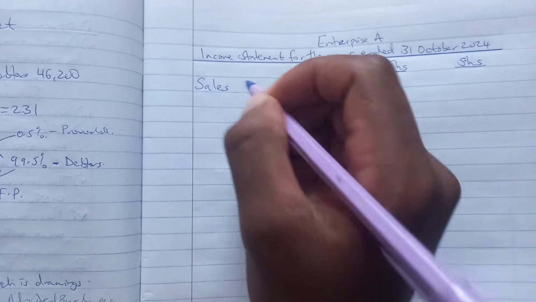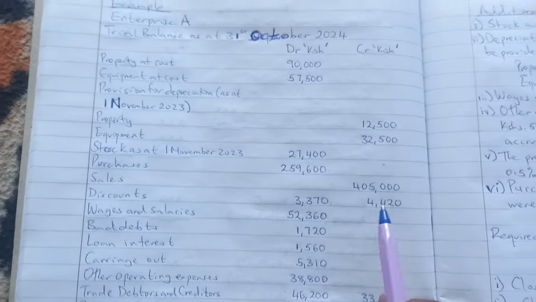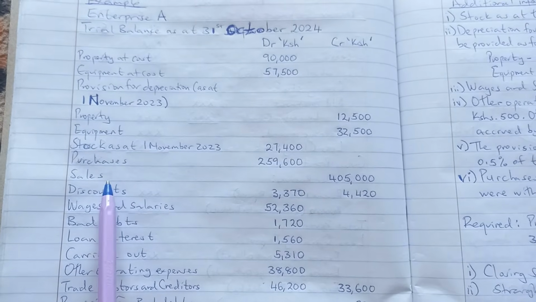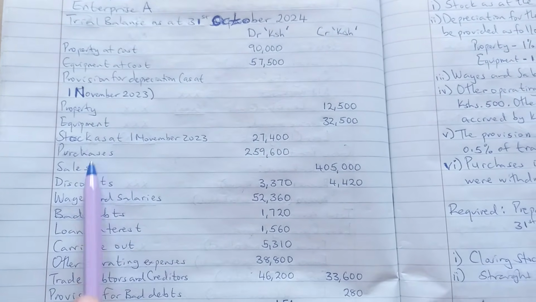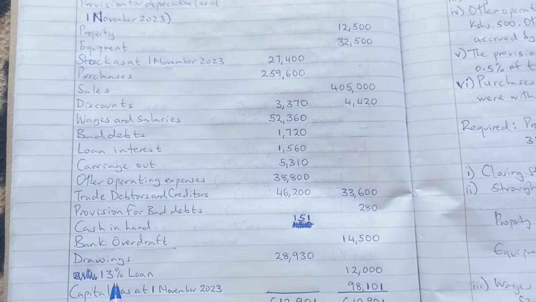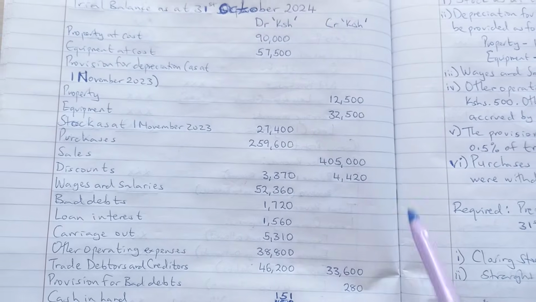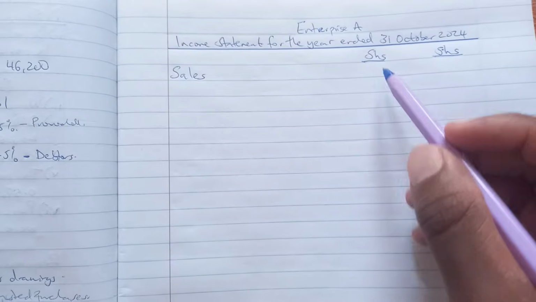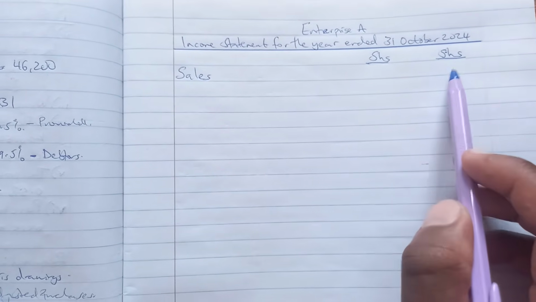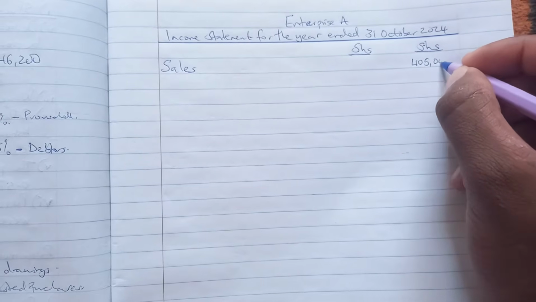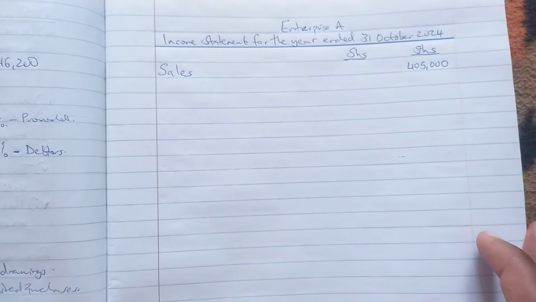So we look at our trial balance. When we look at our trial balance, we see sales here. But when you are looking at sales, you also look at return inwards. Are there return inwards? No. So we only have sales. So sales is 405,000. Since we don't have return inwards, we are not writing that value here. We are writing it here. So 405,000. That is our sales.